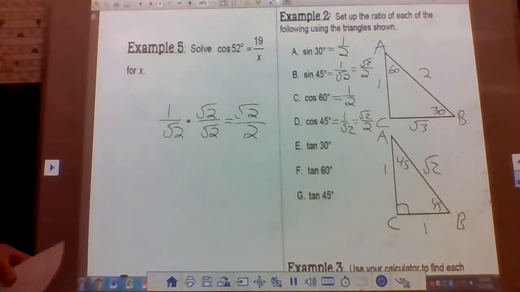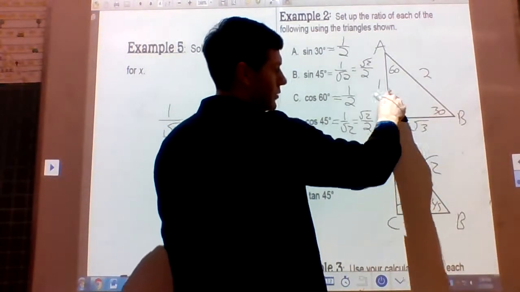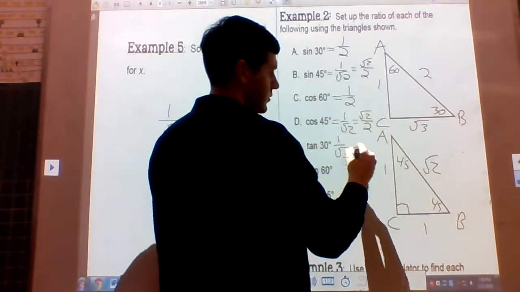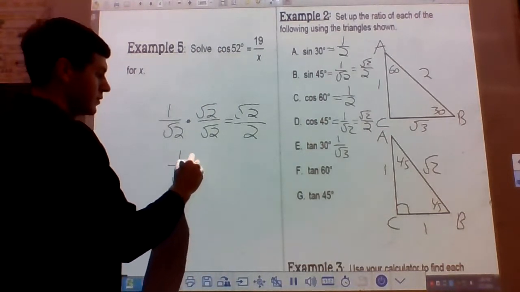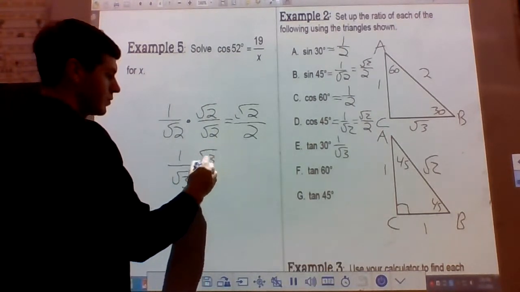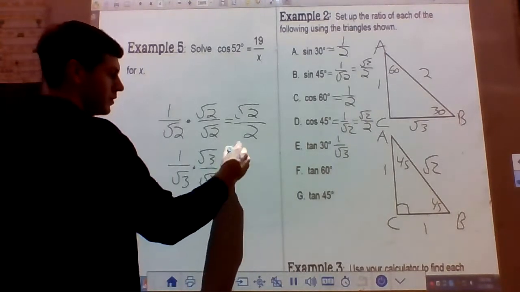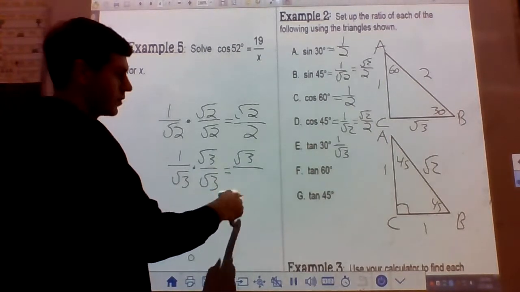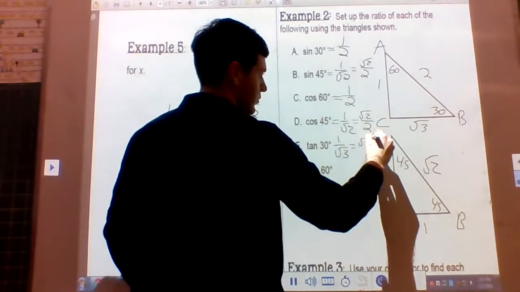Tangent of 30. So we go to 30. Tangent is opposite over adjacent. So opposite of 30 is 1. Adjacent is square root of 3. Okay, so we've got to rationalize our denominator. So that's going to be square root of 3 over the square root of 3. Square root of 3 times square root of 3 is the square root of 9. The square root of 9 is 3. So we have square root of 3 over 3.